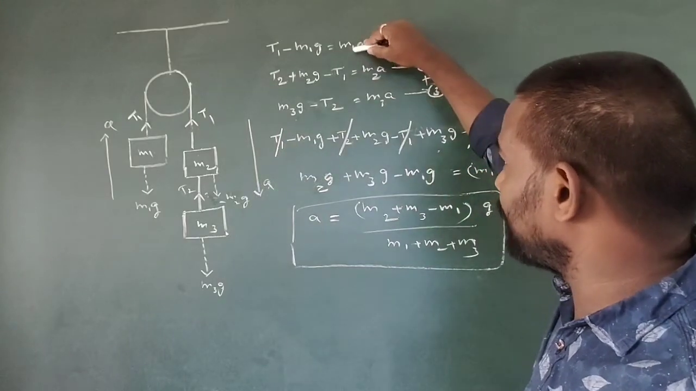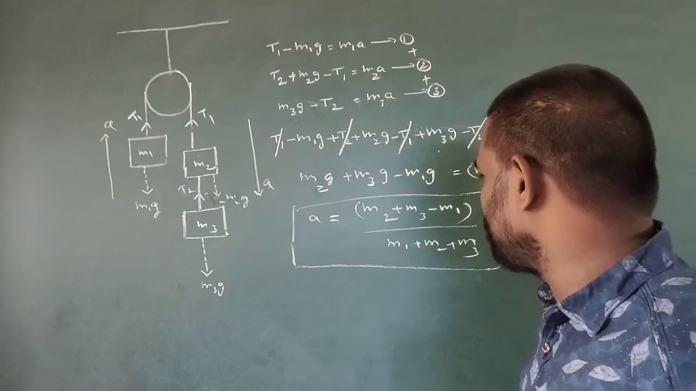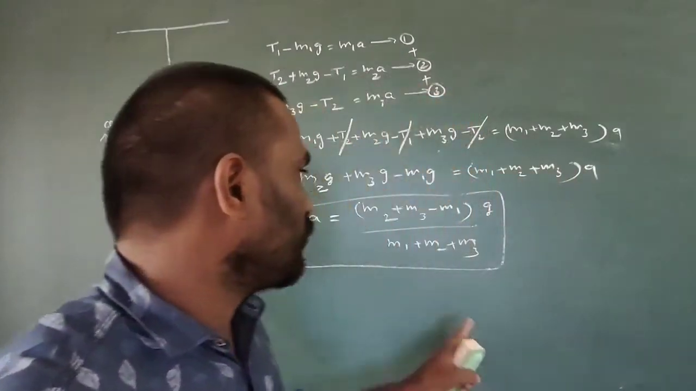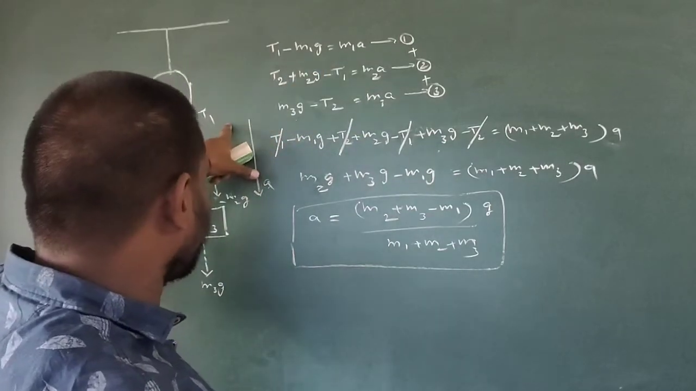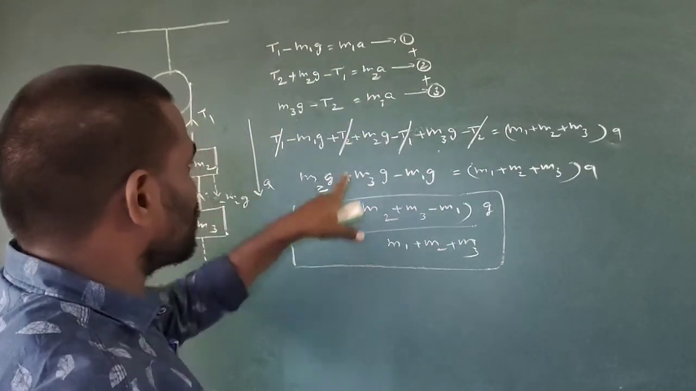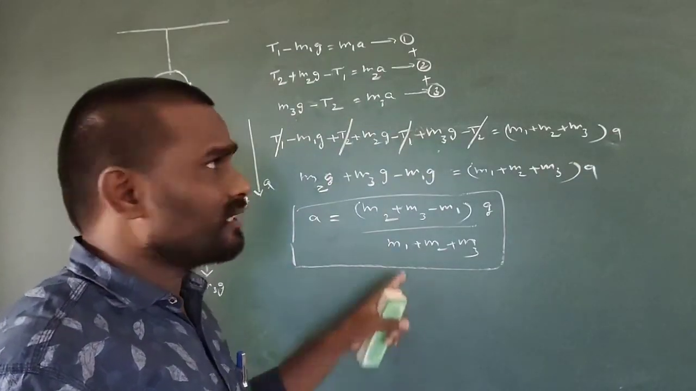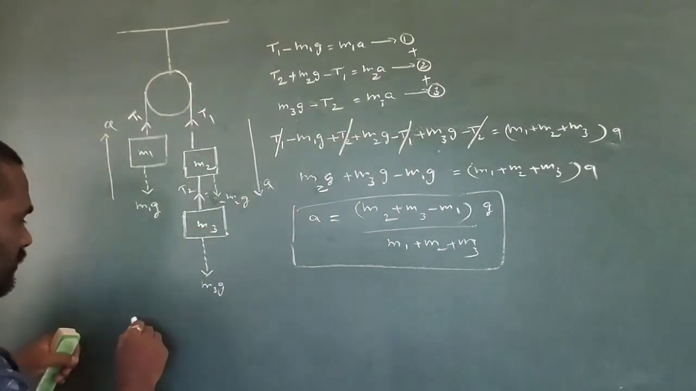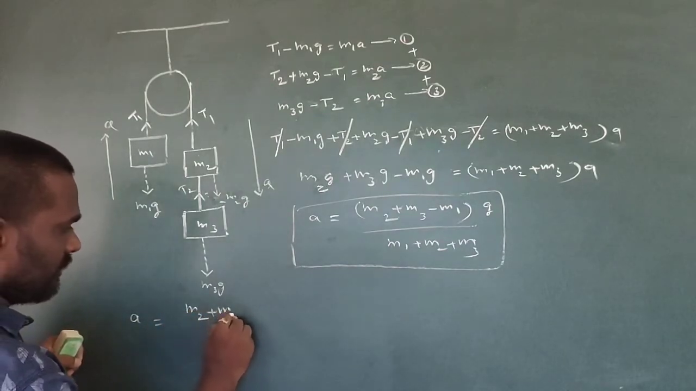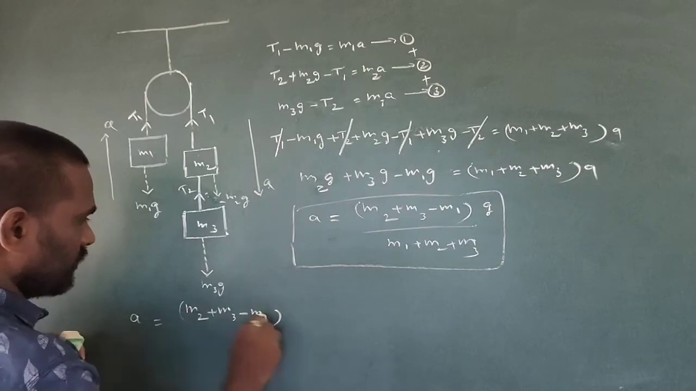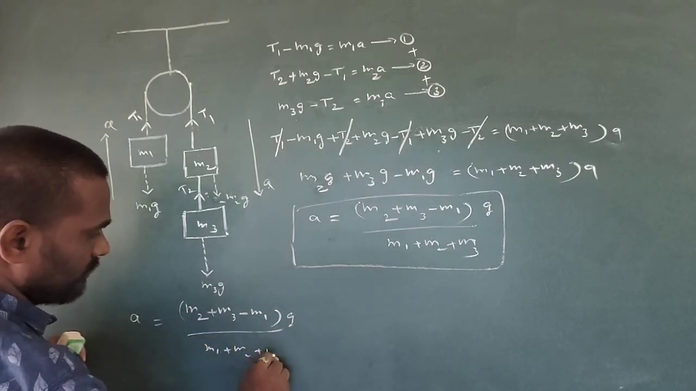Then, adding the 3 equations, you get the acceleration a is equal to (m2 plus m3 minus m1) into g by (m1 plus m2 plus m3). Substituting this acceleration into equation number 1, you get the tension force T1. Substituting it into equation number 3, you will get the tension T2. Write the acceleration here: a is equal to (m2 plus m3 minus m1) into g by (m1 plus m2 plus m3).